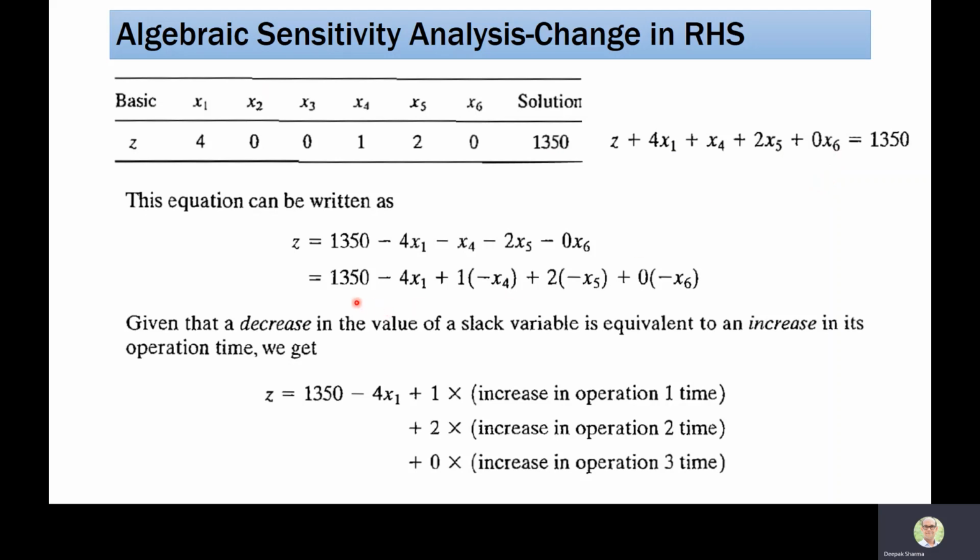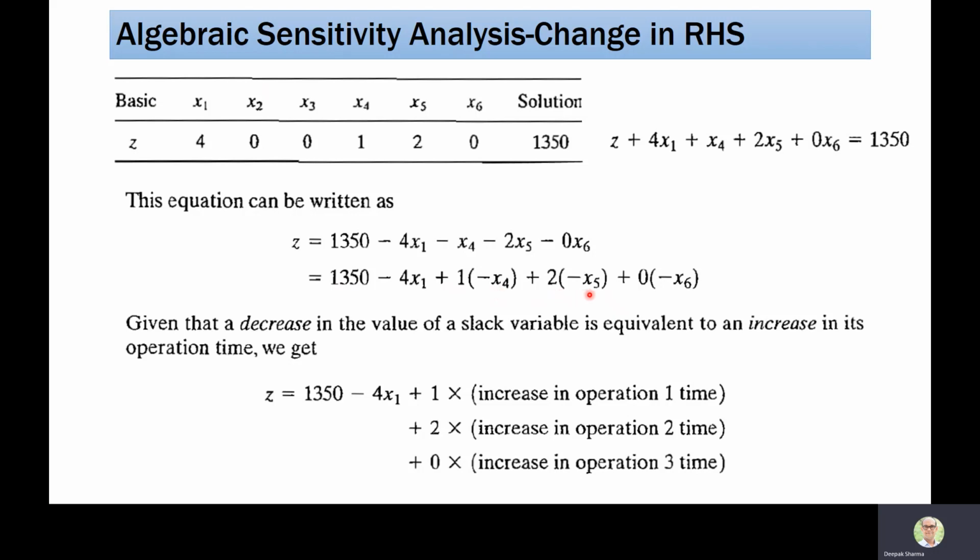When we rewrite it, this is equal to 1350 minus 4x1 plus 1 times minus x4. I will tell you why we are writing this. Plus 2 times minus x5 plus 0 minus x6. Now, as per our discussion in the previous slide, if I reduce x4 by 1 minute, it is going to increase 1 minute in operation 1. So basically it changes the right hand side of operation 1.